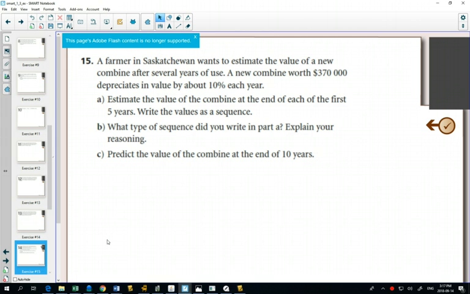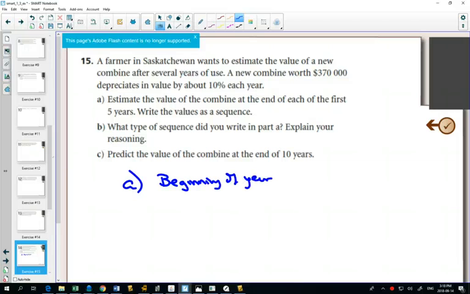A new combine is worth $370,000, but its value depreciates by 10% each year. Estimate the value of the combine at the end of each of the first 5 years. So we can sort of put a chart up. We have the value at the beginning of the year, the value at the end of the year.